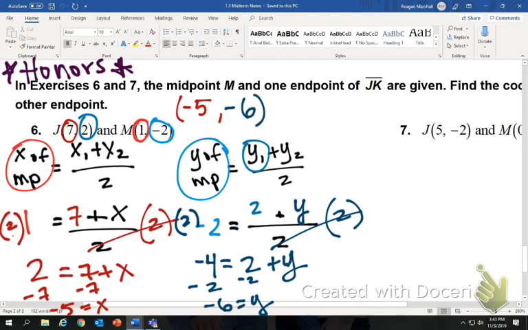So of my new endpoint, keep in mind, the segment was JK. We already have J, so this is technically K. K equals negative 5, negative 6.